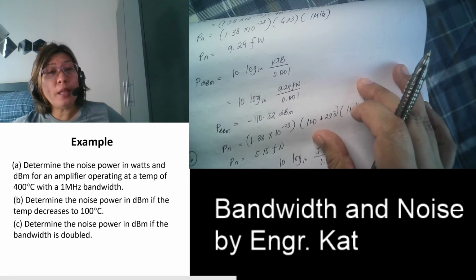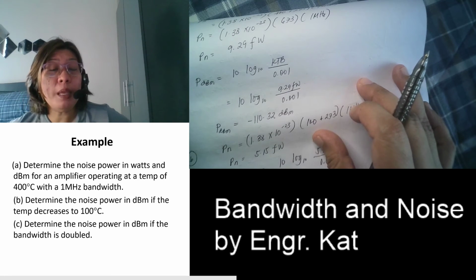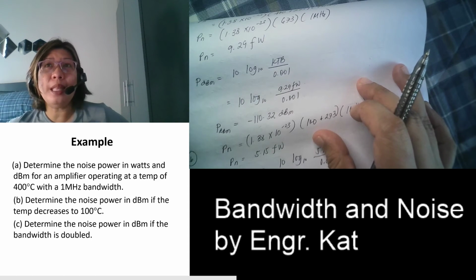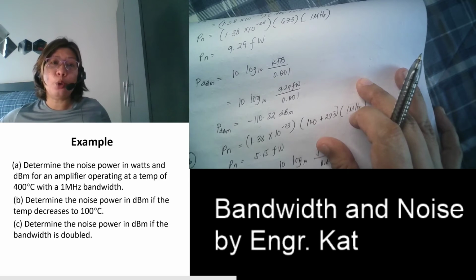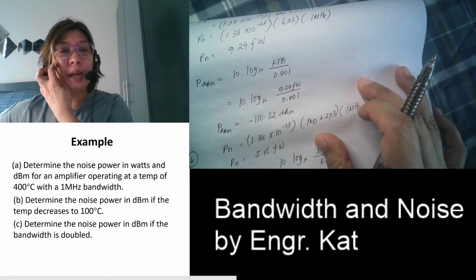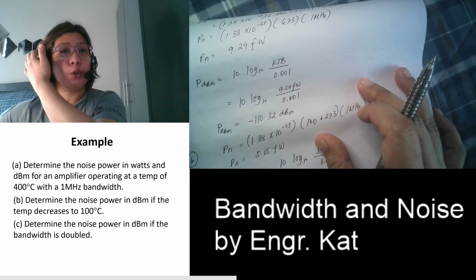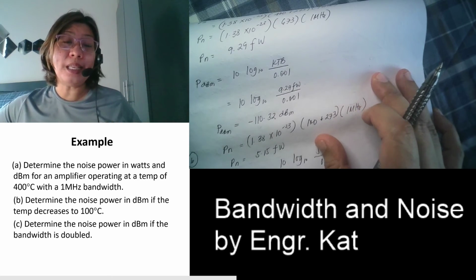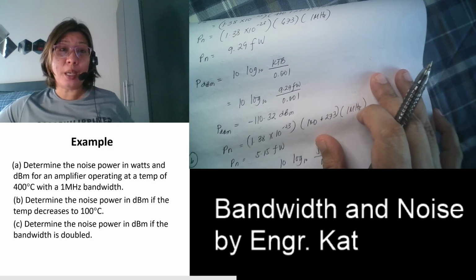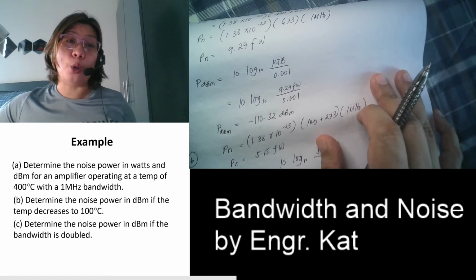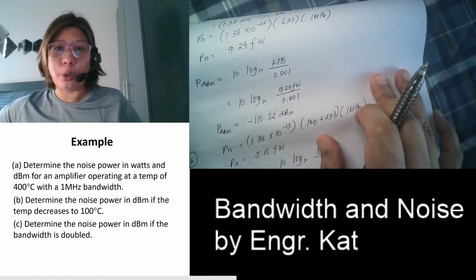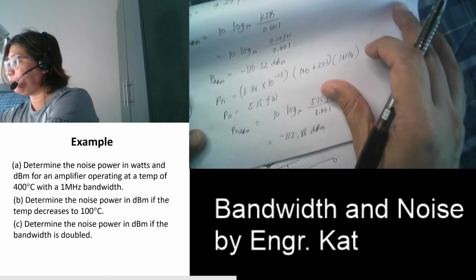Okay? So we have an additional question here. Determine the noise power in dBm if the temperature decreases to 100. So when it decreases to 100, since your noise power is directly proportional to the temperature, what are we expecting? Since your temperature decreases, we are expecting a noise power which is also decreasing in value. Okay, so let's check for that.